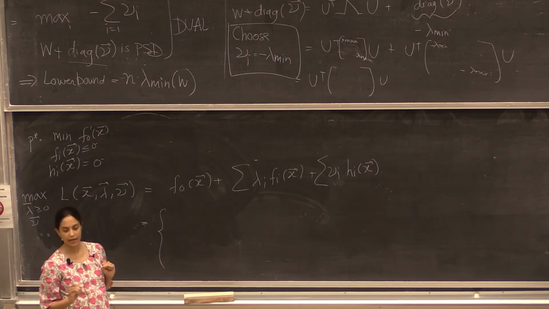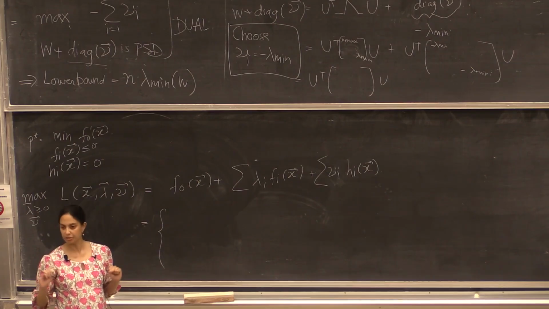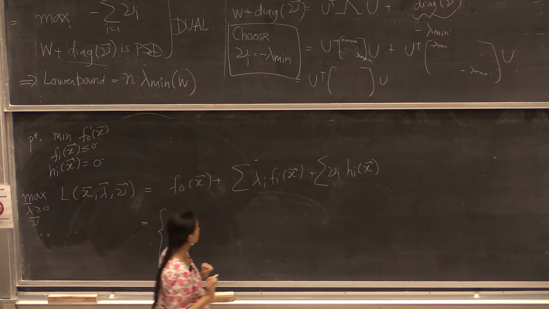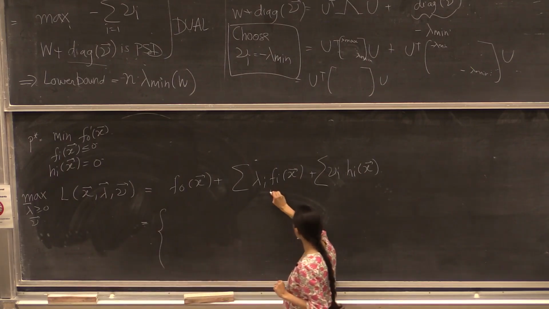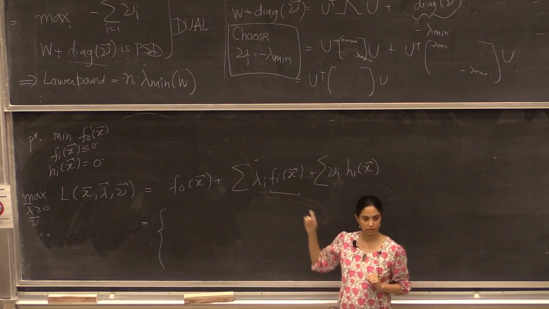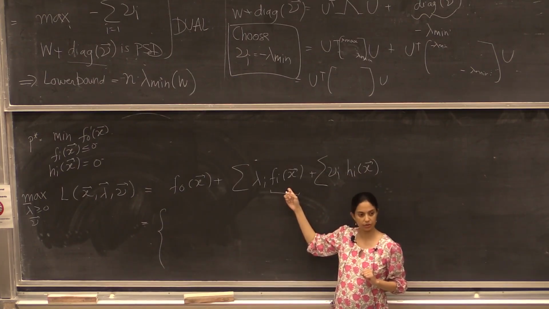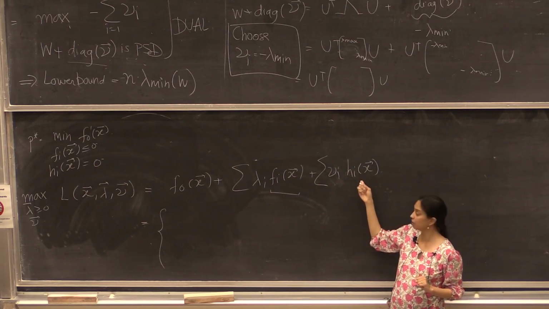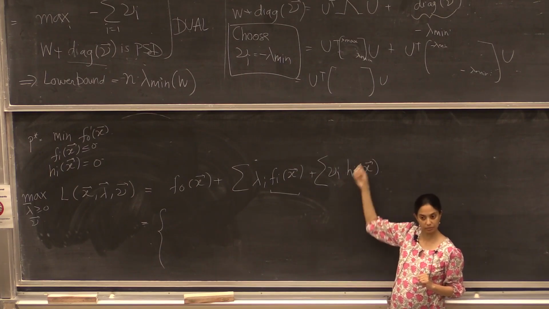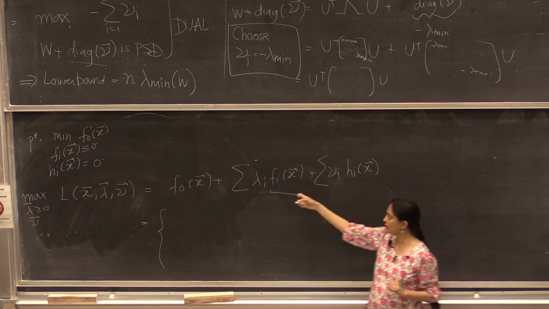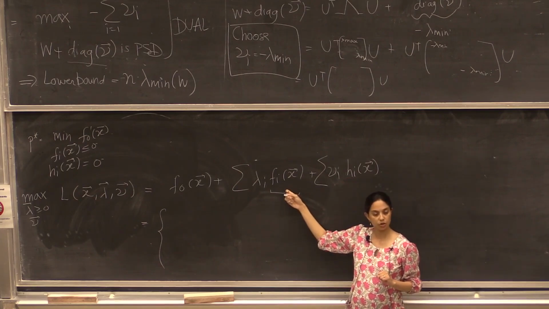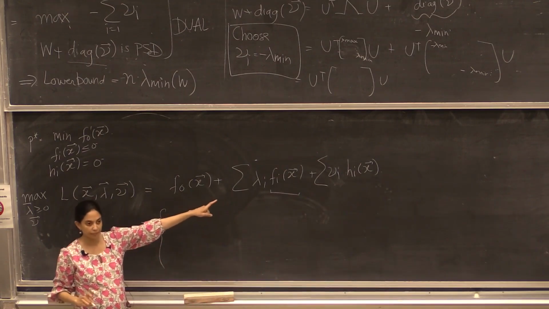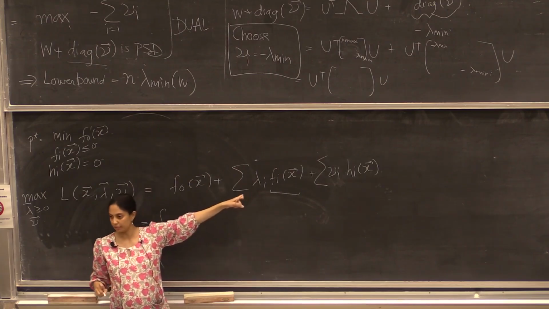Let's say we had an x that was completely feasible, that satisfied all of our constraints. If x was feasible, what does that mean about f_i of x? Less than or equal to 0, and h_i of x are all exactly equal to 0. So when x is feasible, the h term doesn't even show up. The f_i of x terms are always negative.